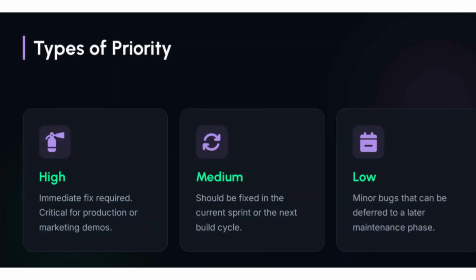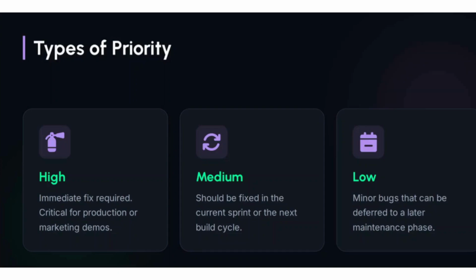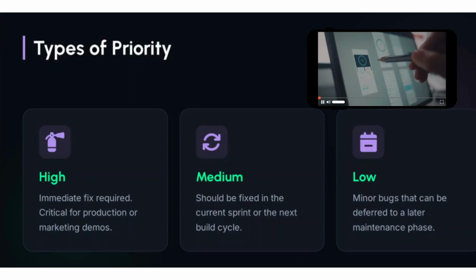Next are the types of priority. High priority: the defect must be fixed immediately, like a production login issue affecting customers, where the user can't log in on the login page. Medium priority: the defect should be fixed in the current or next sprint. Low priority: the defect can be postponed and fixed later, like minor UI and UX inconsistency issues.